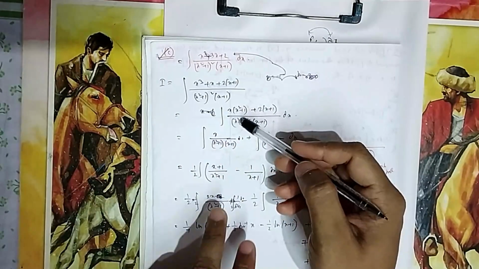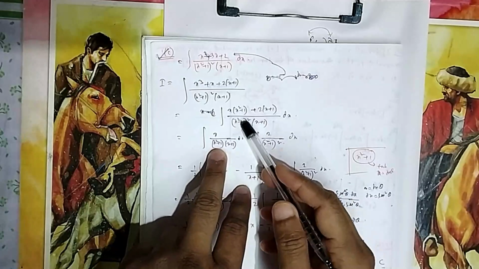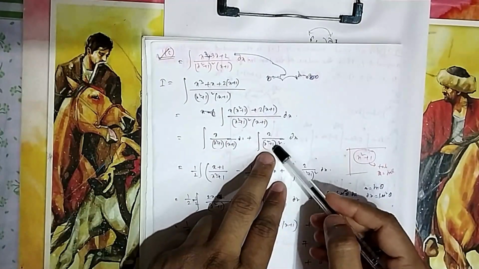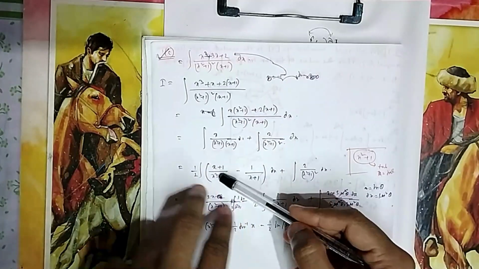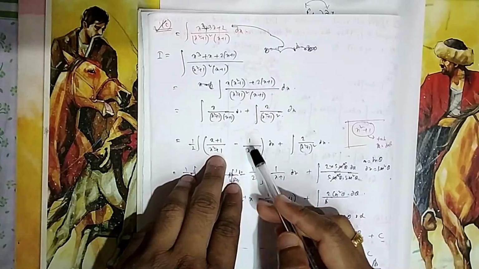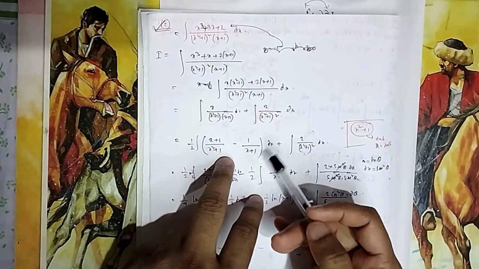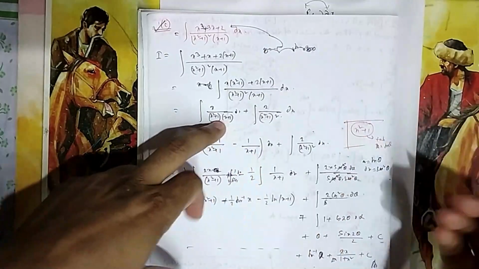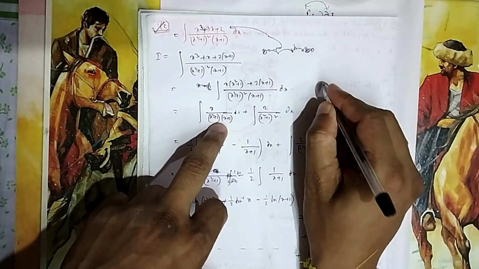What is the benefit? If I write it this way, then one factor gets cancelled. It will get cancelled with this square. So one integration will be this and the other integration is this. Now how to find this one? This is partial fraction. I think we have discussed this type of partial fraction. If it is not discussed, I am showing you one more time here.